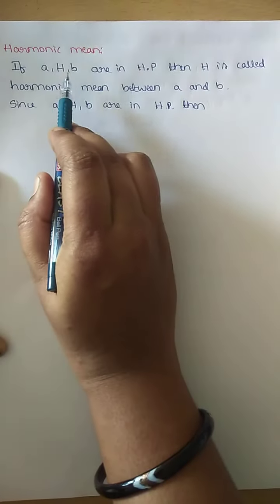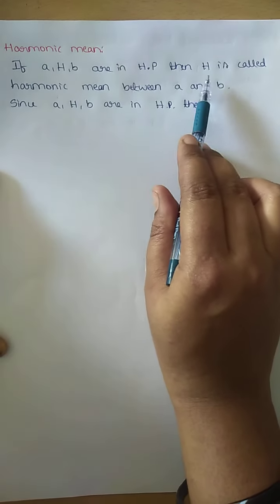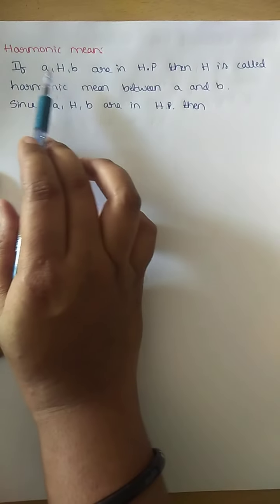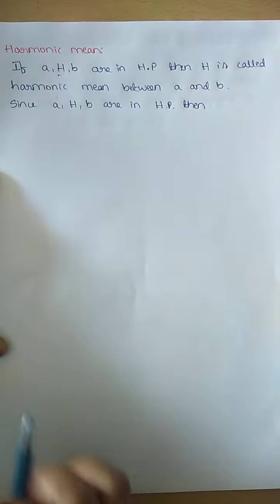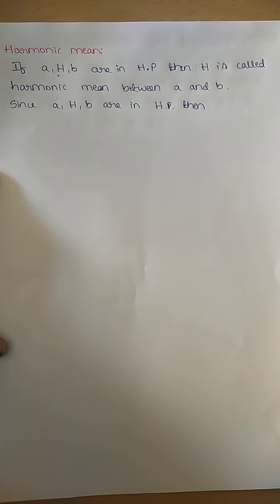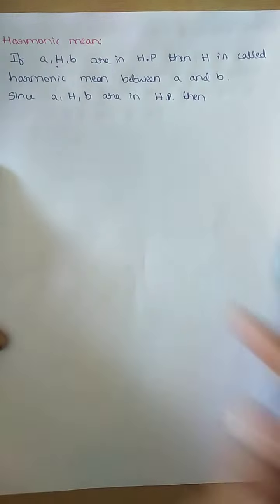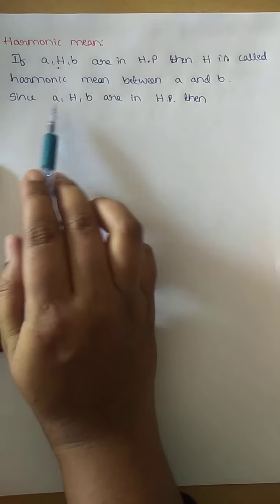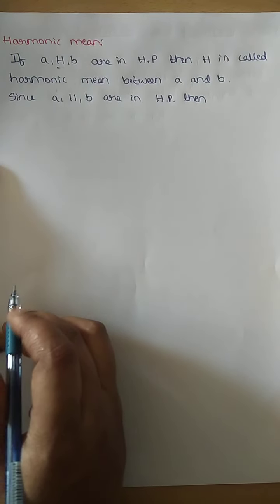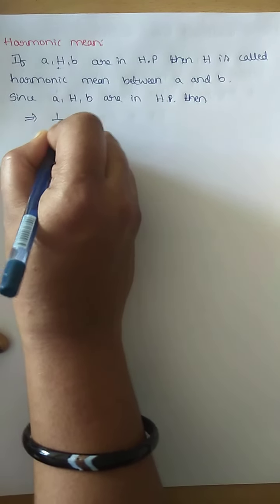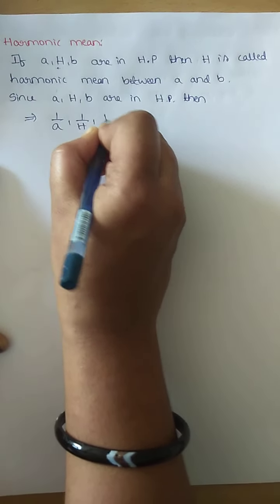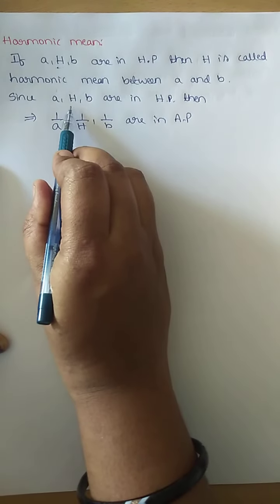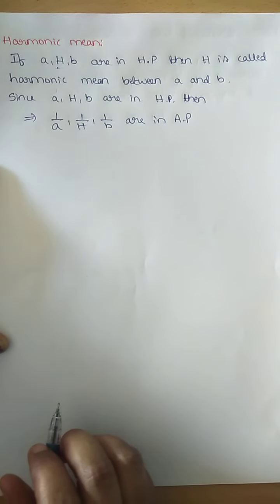If A, H, B are in HP, then H is called the harmonic mean of A and B. Here capital H denotes the harmonic mean. HM means harmonic mean. Harmonic progression means the reciprocal of the arithmetic progression. So since A, H, B are in HP, 1 by A, 1 by H, 1 by B are in AP. The reciprocal of the terms of the HP is in AP.